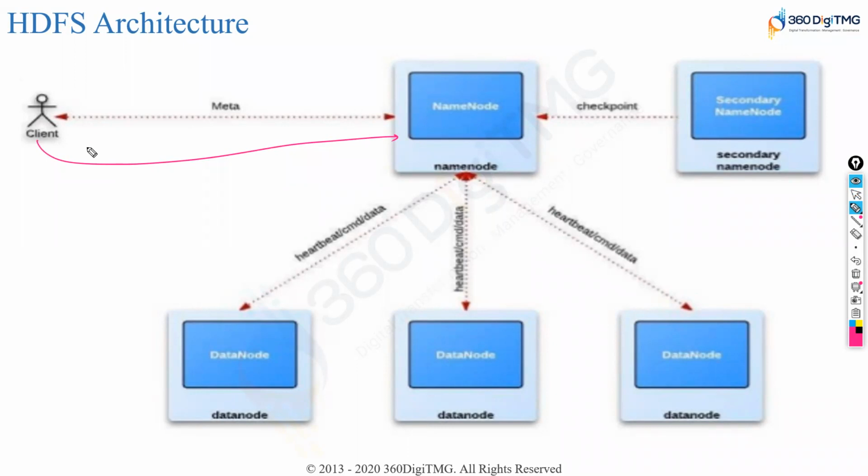So if I have a 2 terabyte file which I need to copy, name node, using its metadata information about all the data nodes, will identify which data node can take the block of data. And name node will give instruction to that particular data node and ask it to copy that content. So the data node will access the file and copy the block.